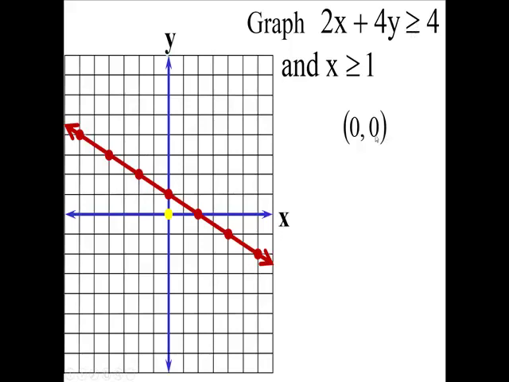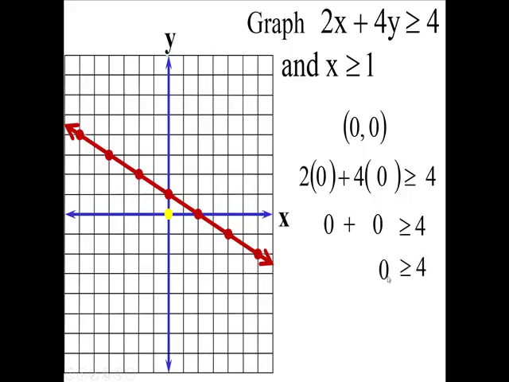All right? Okay, so we're going to test the point 0, 0 in this right here, and we're going to see if we get a true statement. Okay? Plug in a 0 for the x, plug in a 0 for the y, and is it true? You have 2 times 0 is 0, plus 4 times 0 is 0. Is it true that 0 is greater than 4? In other words, if I plug in the 0, 0 into that inequality, do I get a true statement?